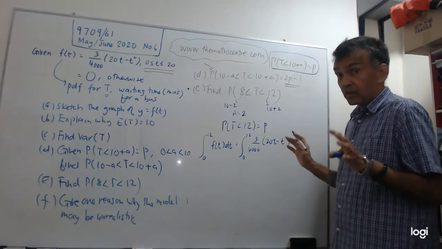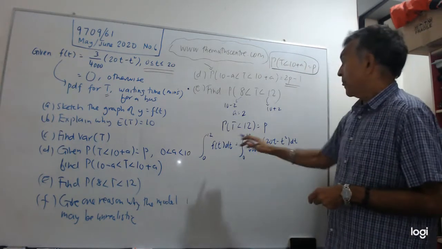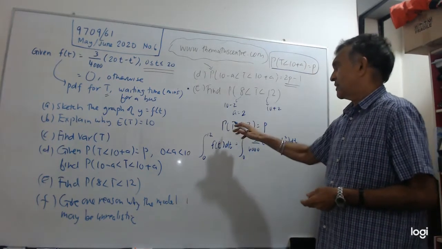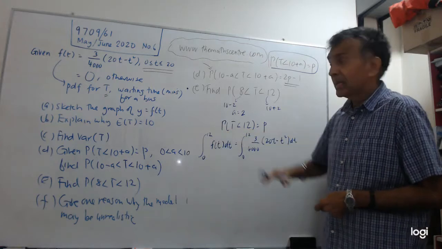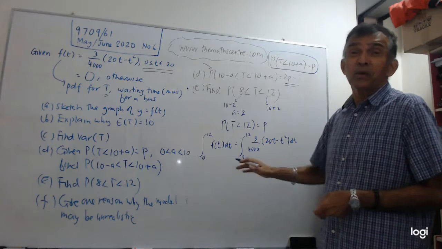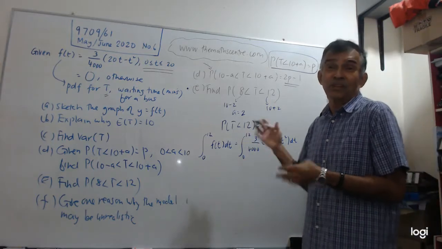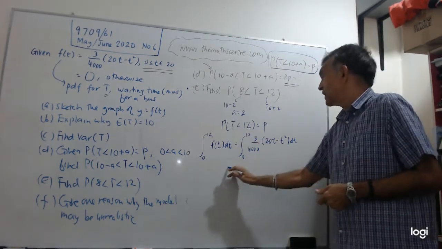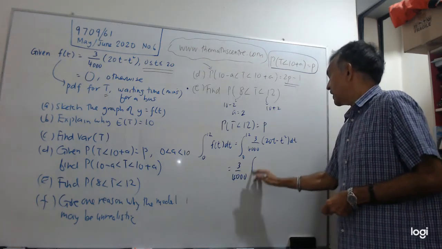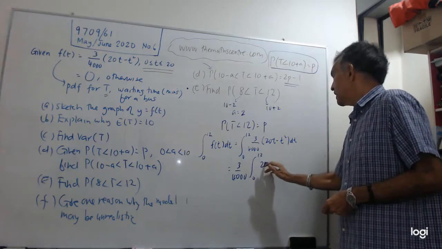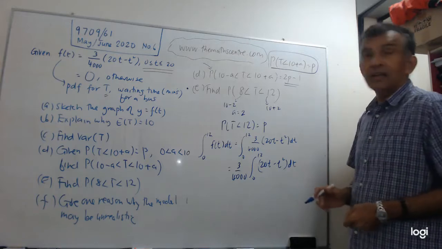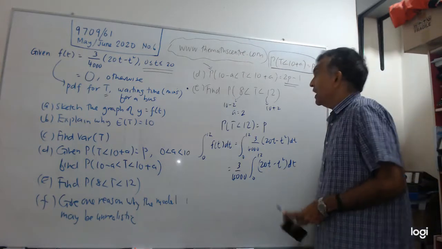Are you all with me? Not hard. So 0 to 12. Why am I using 0 here? Well, that's because this is how the probability statement is defined. When I do the integration, it's better to use 0, because then the numbers just cancel. So now I only have to worry about the integration: 3 over 4,000, integral from 0 to 12 of 20t minus t squared dt.